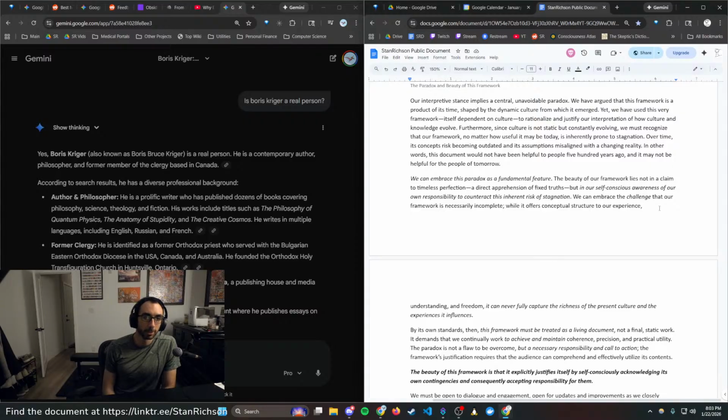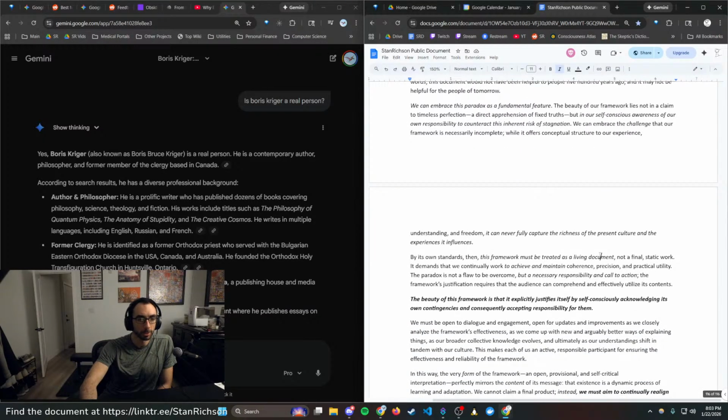We can embrace the challenge that our framework is necessarily incomplete. While it offers conceptual structure to our experience, understanding, and freedom, it can never fully capture the richness of the present culture and the experiences it influences. So that's why we have to treat this as a living document. And that's why if I were to learn something that makes what I'm saying feel not correct, then I feel as though I have a responsibility to change the way I'm speaking. And that's something that I want to commit to now, because that will affect whether I actually do it.